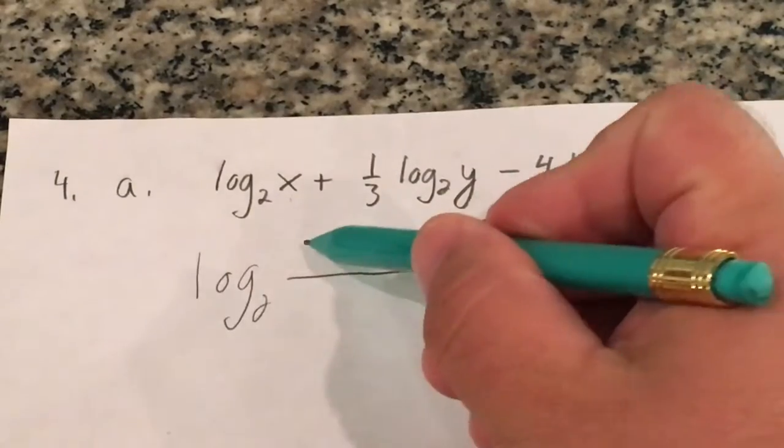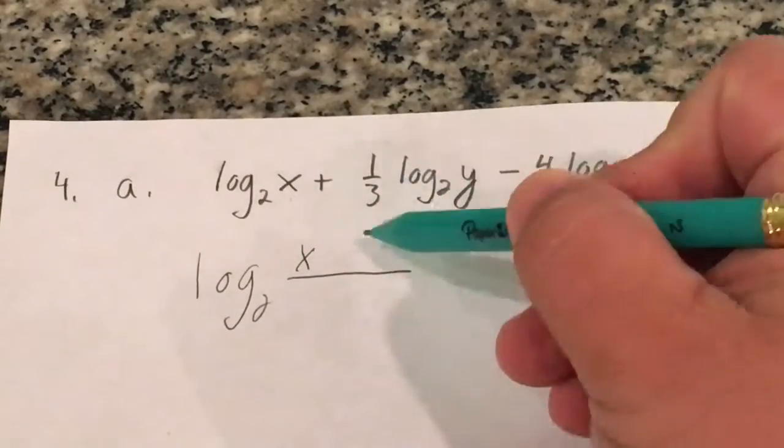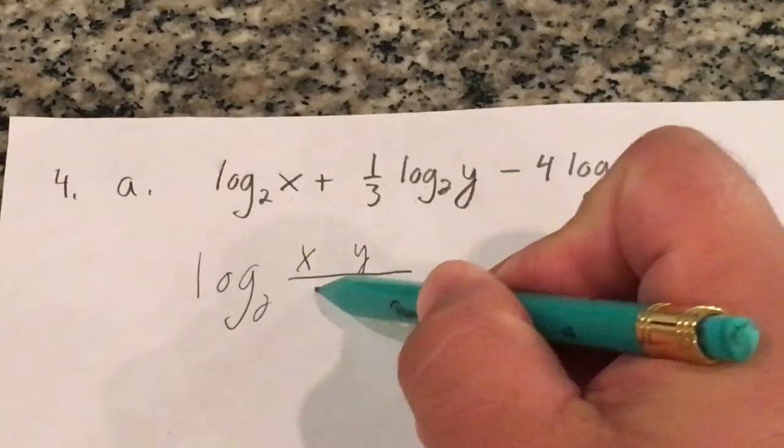X has a plus in front of it, it goes on top. Y has a positive 1/3, log base 2, it goes on top. But notice I'm leaving some room. And then minus 4 log base 2 of z, the z goes on the bottom because of the minus sign.